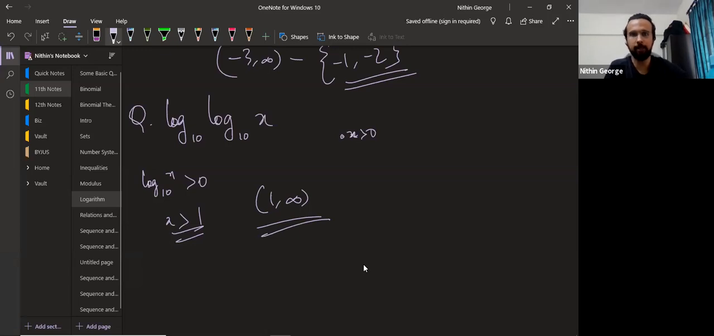If you are seeing the screen, we'll get the solution. There are 2 parts here. This should be greater than 0 and this alone should be greater than 0 too. So these 2 parts combined give me x greater than 1 and x greater than 0. So the intersection will be x greater than 1. It will be 1 to infinity.